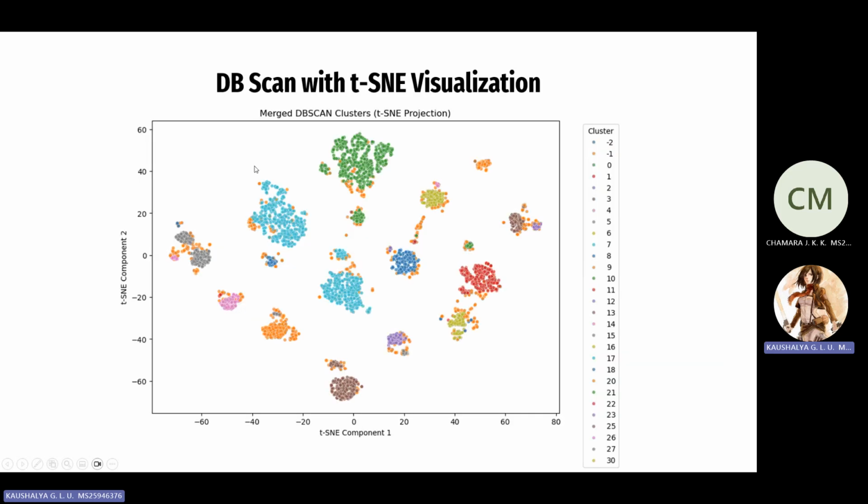You can see DBSCAN with the t-SNE visualization. This is a merged version of DBSCAN clusters. You can see there are 30 clusters with a high dimension amount of data.